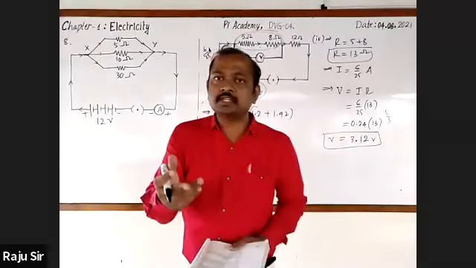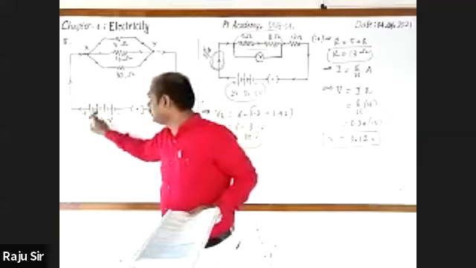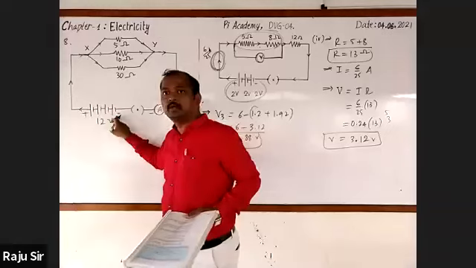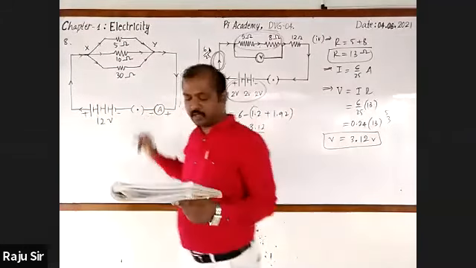Then what is the voltage across each cell? 3 volts, 3 volts, 3 volts, 3 volts. Total 12 volts.